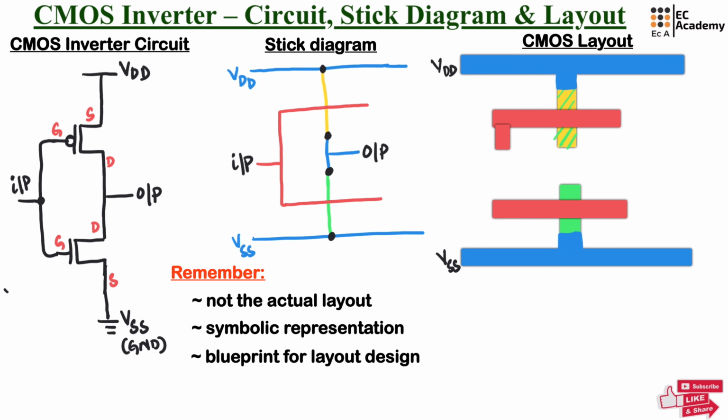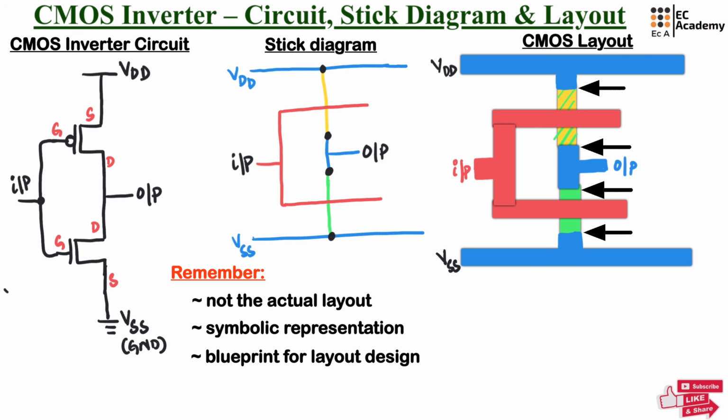Now to connect the input, let us short both the polysilicon and we can connect the input. To get the output, let us short the drain terminal of both PMOS and NMOS using metal and let us connect the terminal to get the output.